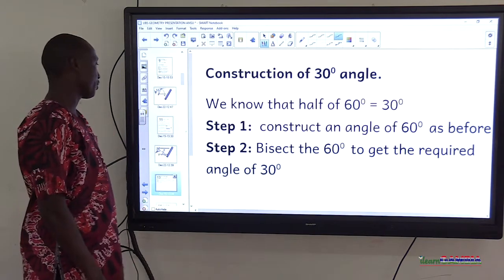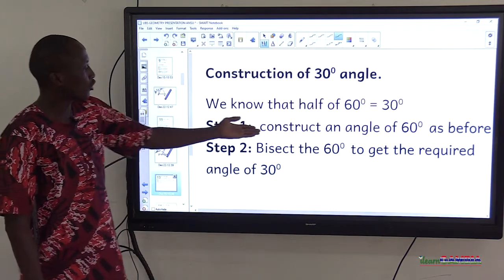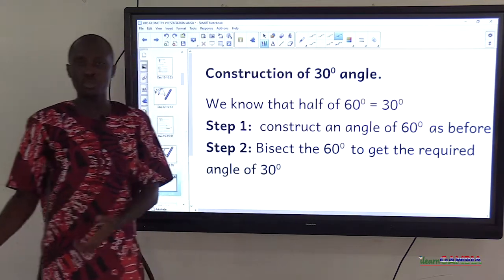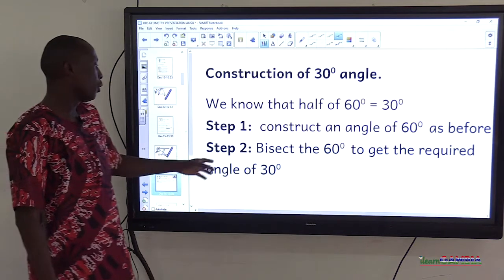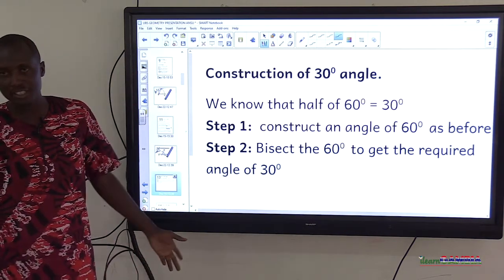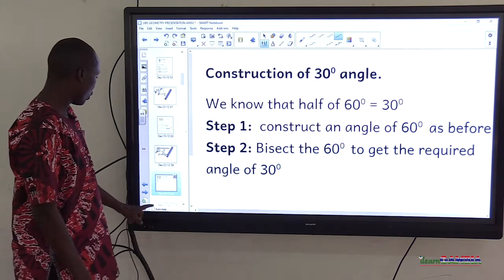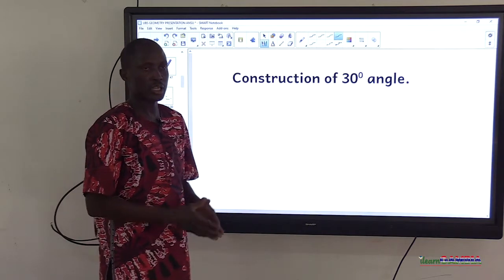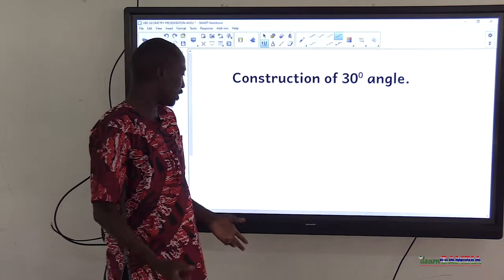So what are the steps? Step 1, construct an angle of 60 degrees as before, whether method 1 or method 2. Step 2, bisect the 60 degrees to get the required angle of 30 degrees. So let's go to that construction. First, construct an angle of 60 degrees.